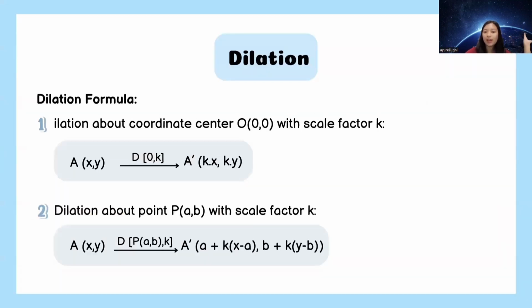Now let's see the formula. Dilation about the origin. This means multiply x by k, multiply y by k. Very simple. For example, if k equals 2, all coordinates become twice as large.